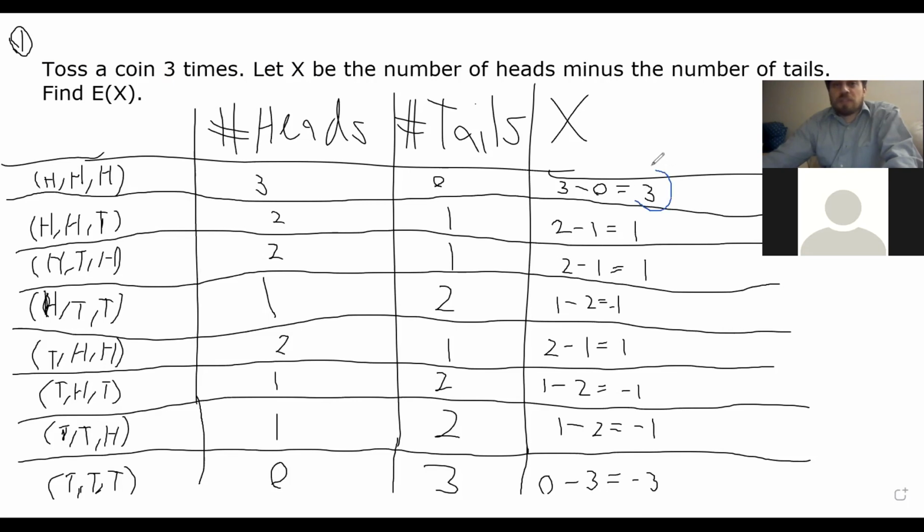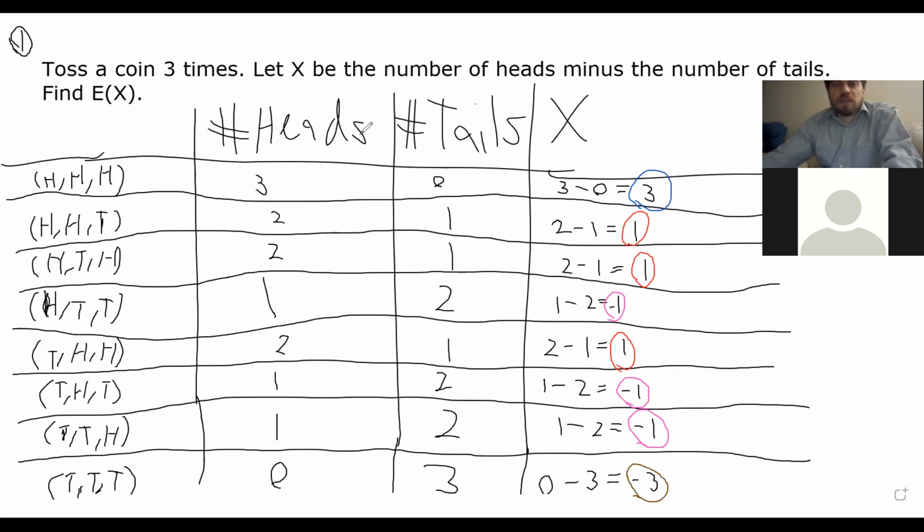So for instance, the probability that X equals 3 is just 1/8. The probability that X is equal to 1: well, you have 1 here, 1 here, and 1 here. There's 3 of them. It's just a 3/8 chance that X equals 1. And then for negative 1, we have a negative 1 here, here, and here. There's 3 of them, so there's a 3/8 chance that X is negative 1. And then X equals negative 3 just one time, so there's a 1/8 chance that X equals negative 3.